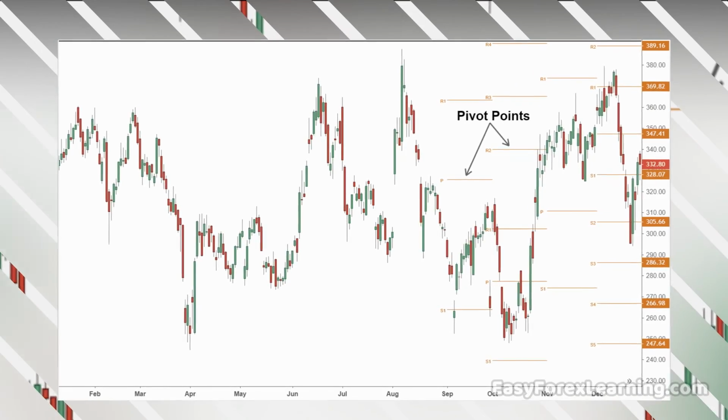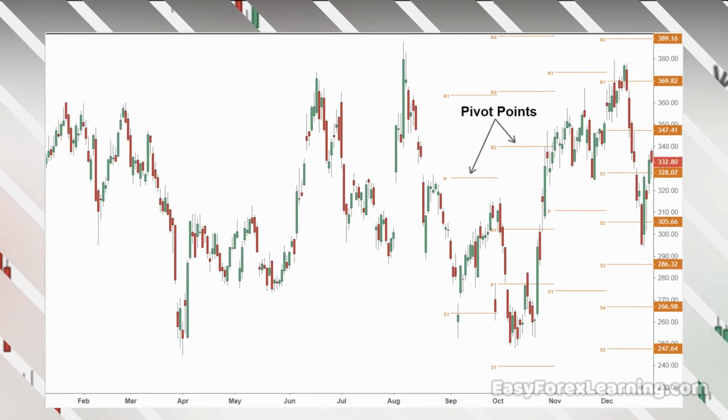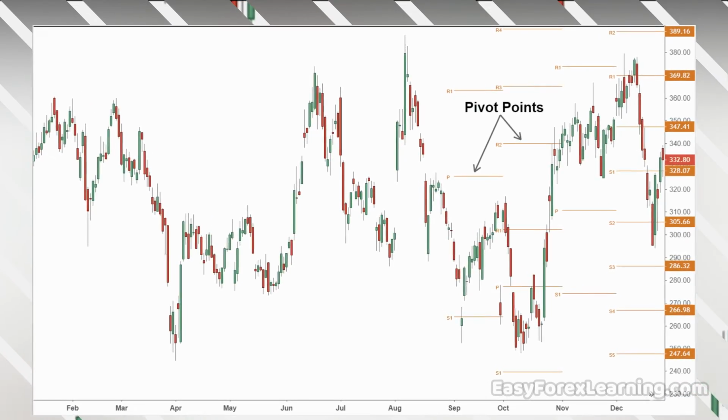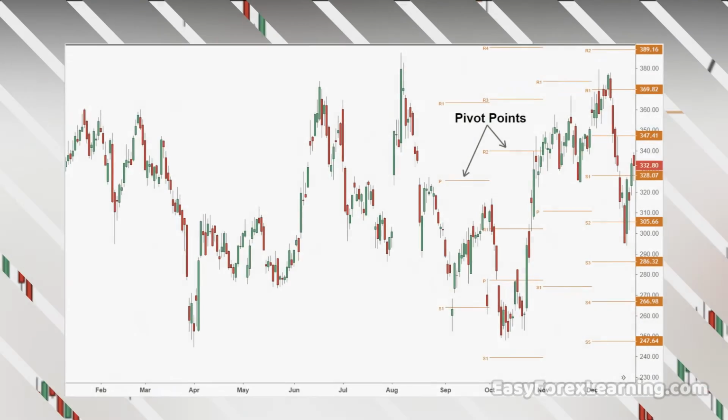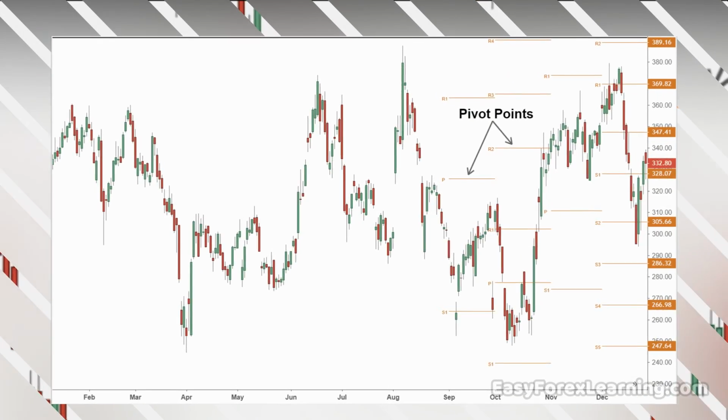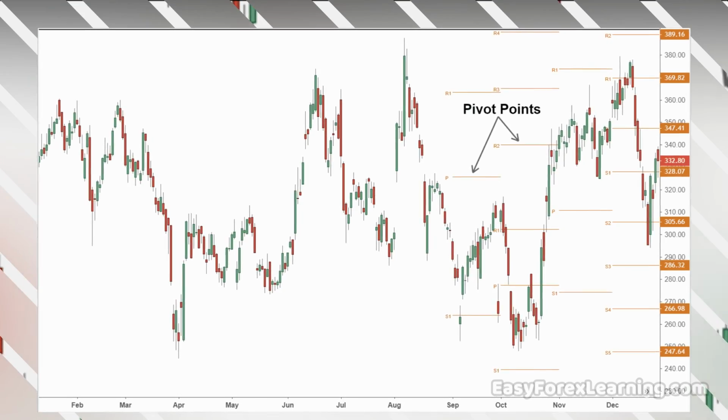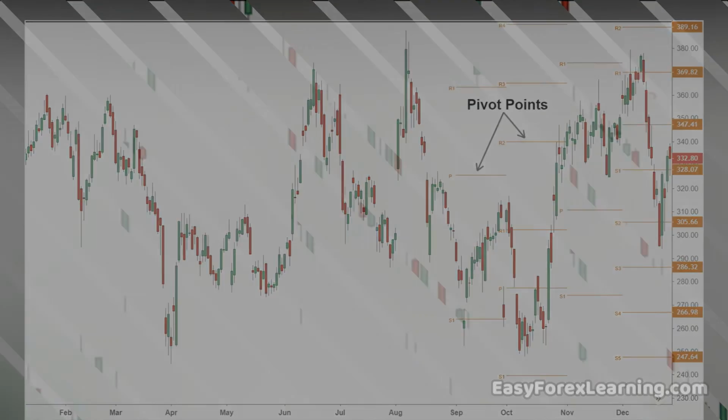We'll explain why later. In the following lessons, you will learn how to calculate Forex pivot points, the different types of pivot points, and most importantly, how you can add pivot points to your Forex trading toolbox.